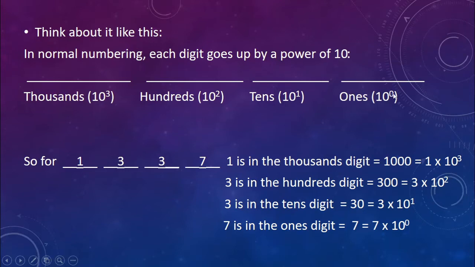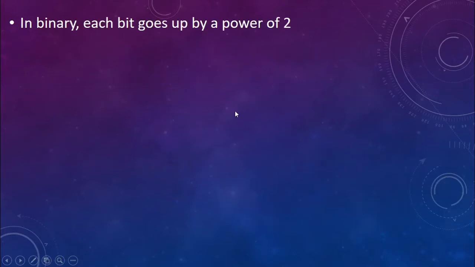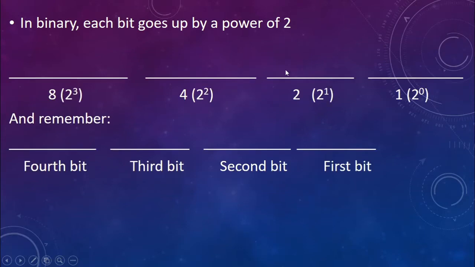If you notice, you have the ones at 10 to the 0, then you've got 10 to the 1, 10 to the 2, 10 to the 3. And there's a whole math that goes into all this. In binary, each bit goes up by a power of 2. So your first bit is a 1, it represents 1.